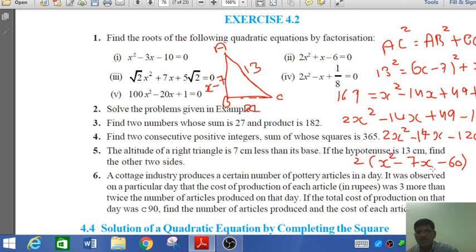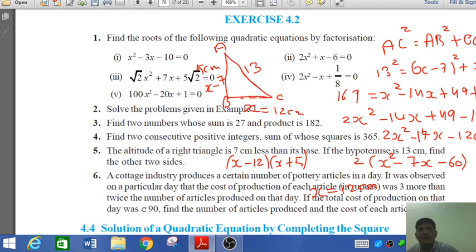Now the factors of 60, that is 12 5s are 60. So x minus 12 and x plus 5. So x is the base. Here the base is equal to x. So the base is equal to 12 centimeter, or we can say meter. Here it is centimeter. So the base is 12 centimeter. Then 12 minus 7, that is 5 centimeter.